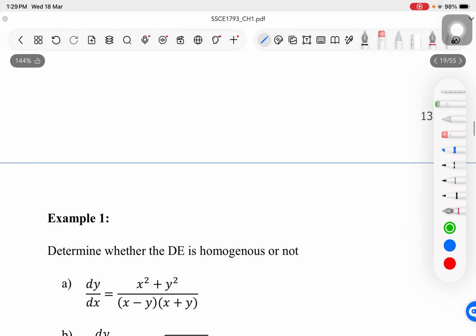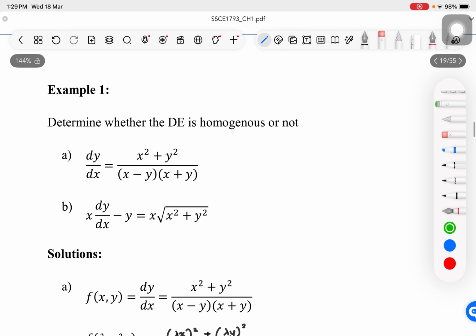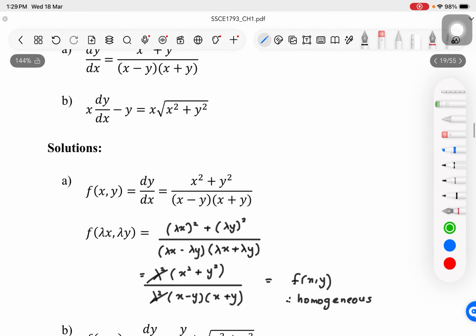Let's go to example 1 here. For example 1, they just ask you to determine whether this one is homogeneous or not. To determine that, you need to check for the homogeneity. You need to make sure that f(x,y) is equal to f(λx, λy). If it is equal, then it is homogeneous.